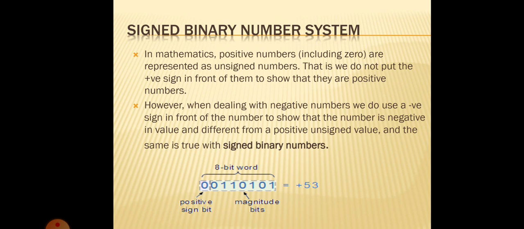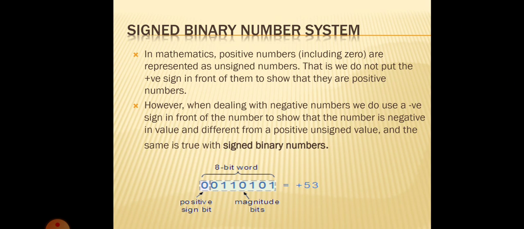However, when dealing with negative numbers, we do use a negative sign in front of the number to show that the number is negative in value and different from a positive unsigned value. And the same is true with signed binary numbers. Similarly, when we represent any binary number, we have to put a positive or negative sign bit at the starting of each binary number.